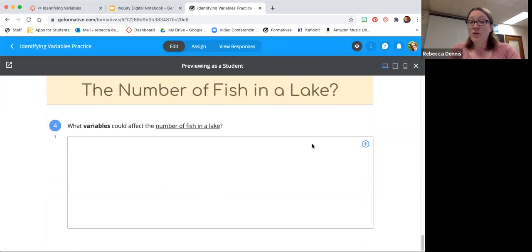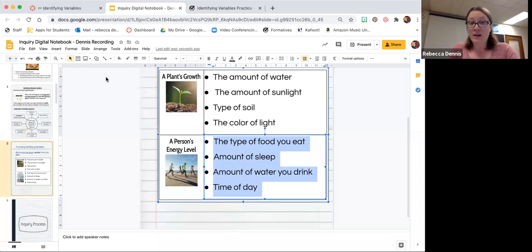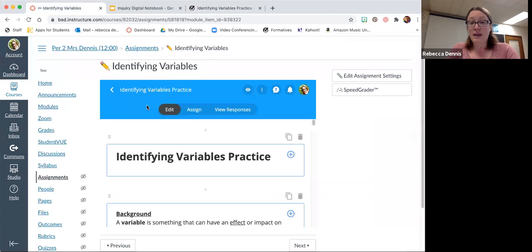And then when you're all done with this assignment, make sure that you click your submit button back in your assignment on Canvas so that I can see that it is completed.